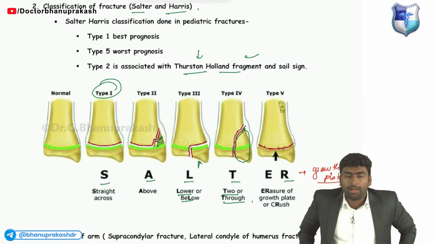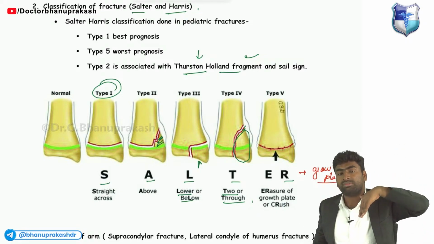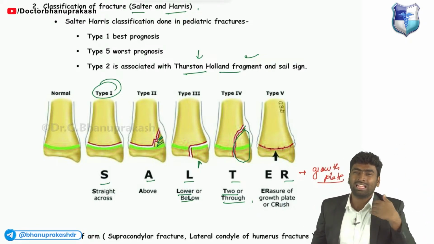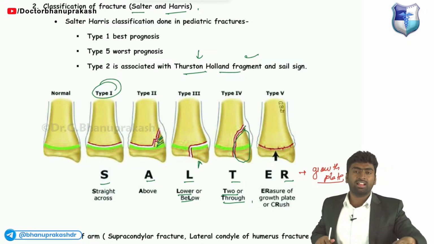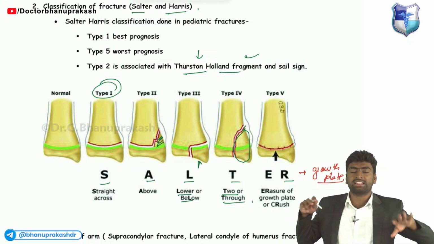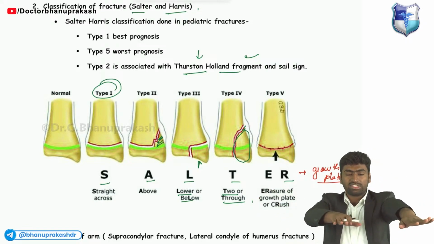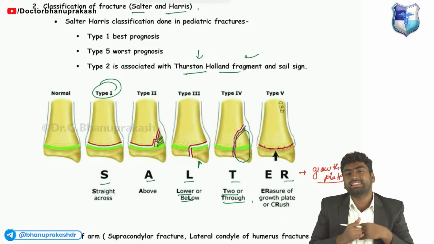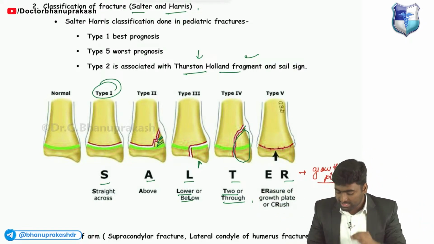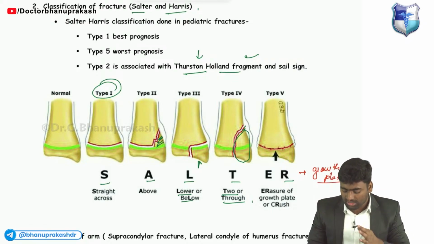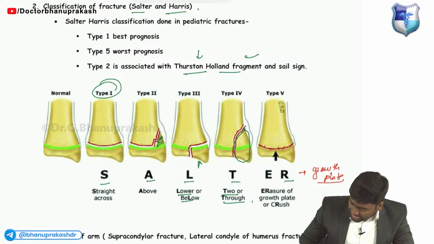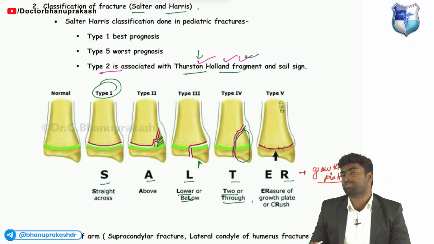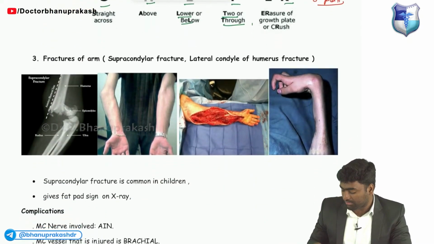For example, the patient has fallen from somewhere but landed correctly, then went on with his normal routine life. After a few years, he feels that this leg or this hand is longer whereas this one is shorter. What is the reason? When they do analysis, they find that it is because of a type 5 Salter-Harris injury. Remember, type 2 is associated with the Thurston-Holland fracture, or fragment.